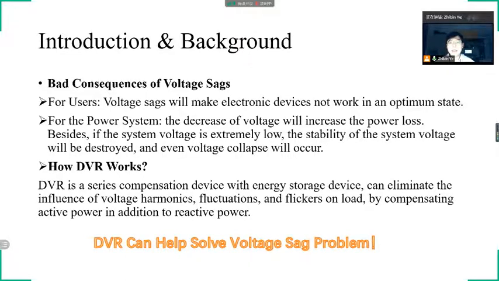And at last, you may wonder how DVR works. DVR is a series compensation device with energy storage device. It can eliminate the influence of the voltage harmonics, fluctuation, and flicks on load by compensating active power in addition to reactive power. So DVR can help solve voltage sag problem.